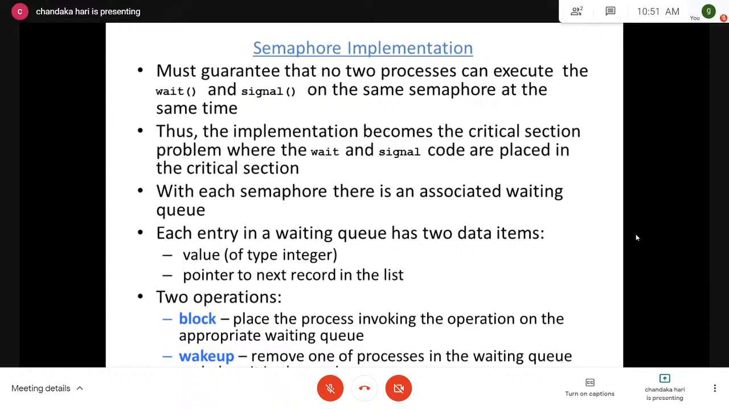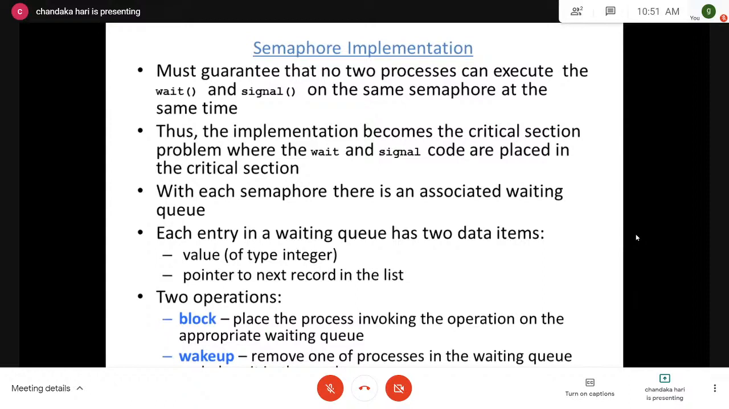Each entry in the queue has two data items. What is the value? What is the pointer to the next record in the list? And after executing this particular process, what is the next process going to be executed?